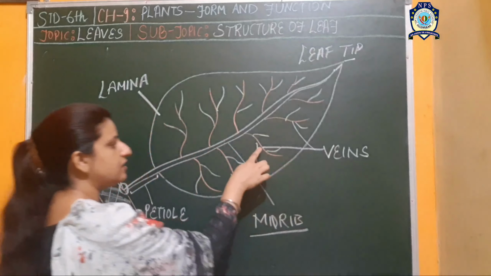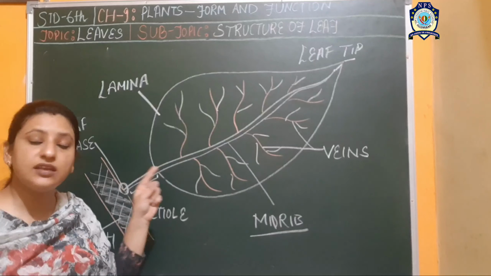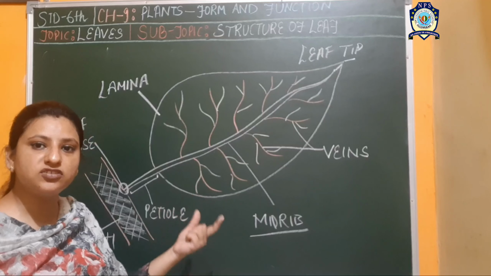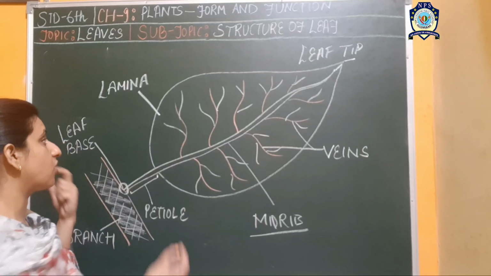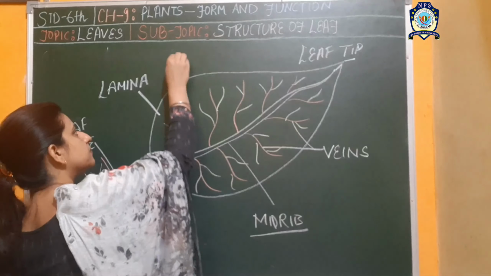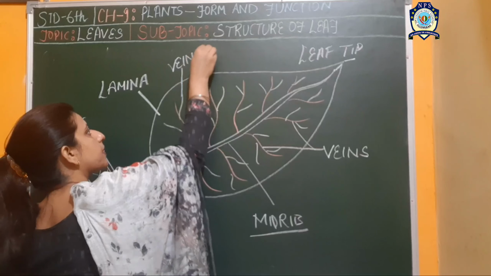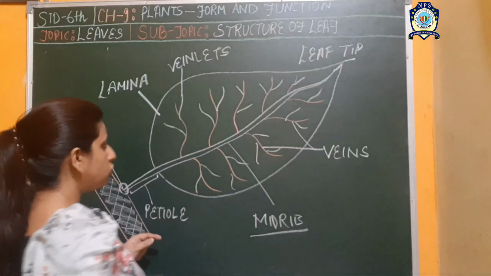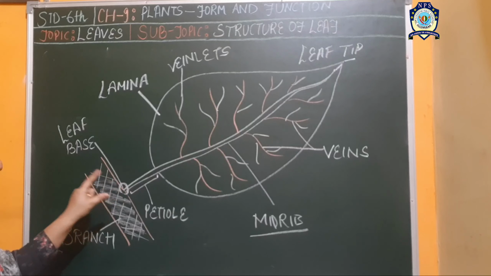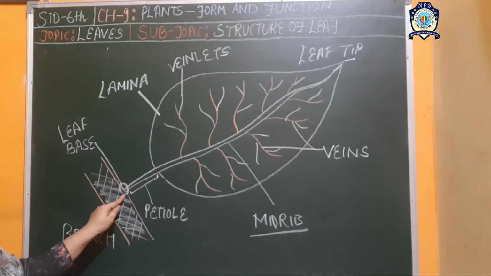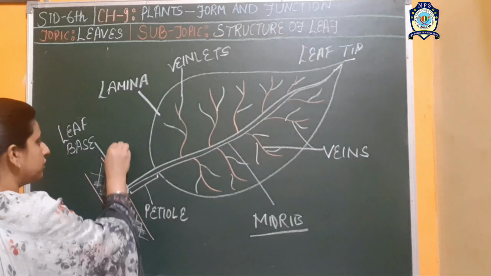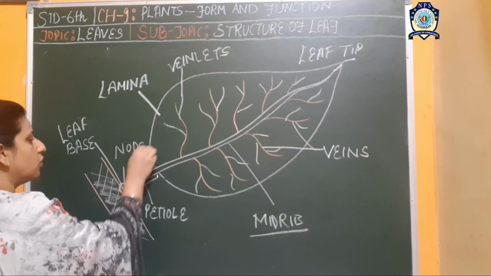So these structures are the veins. And again these veins, if you can see, these veins are divided into more branched structure, and those branches, the more thinner structures, are called as veinlets. These are the veinlets. So this is the whole structure of the leaf. This is the branch, the part of the leaf which attaches to the branch, that is called the leaf base, and this part is also named as node. This is the node, okay.